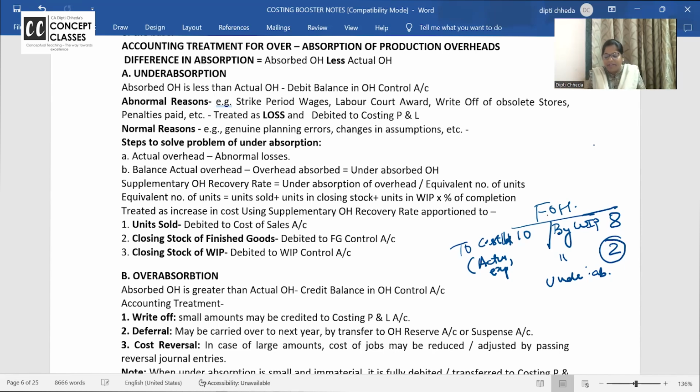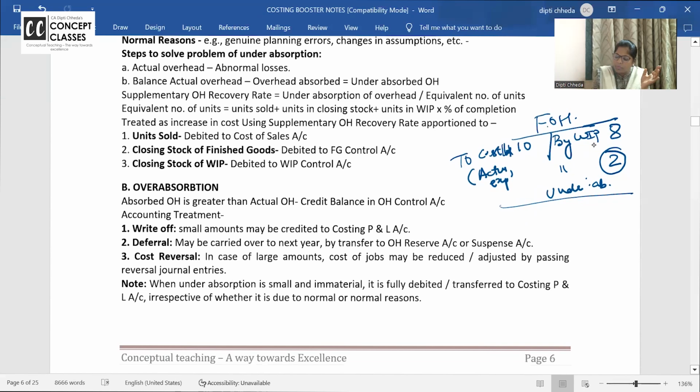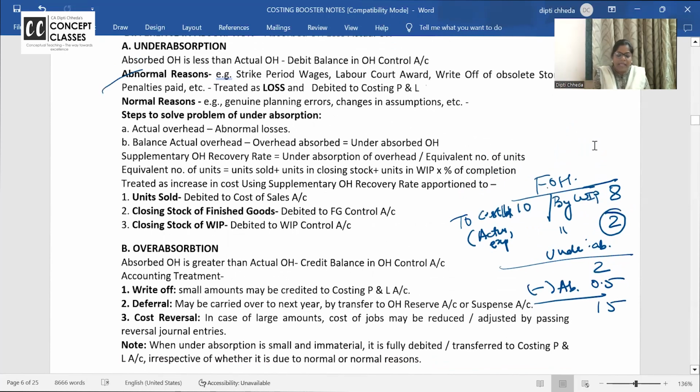फिर से एक बार, factory overhead actually incur हुआ है 10 rupees, but it is absorbed in the work in progress or transferred in work in progress 8 rupees. So there is under absorption. अब under absorption के abnormal reasons होते हैं, strike, labor court, obsolete हो गया, कुछ penalty charge हुई. So in 2 rupees, if they say 0.50 is abnormal, निकाल दो. How much is it now? 1.5. If under absorption is due to normal reason, sometimes it's carried forward.